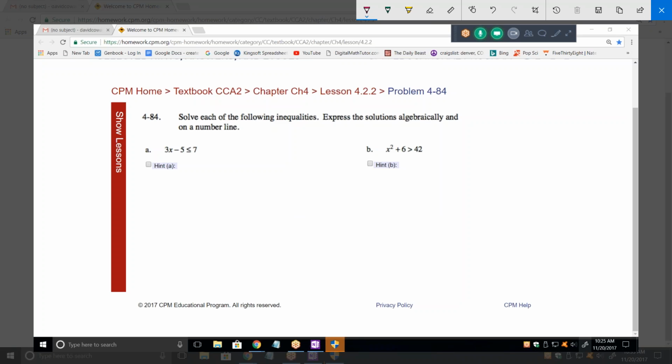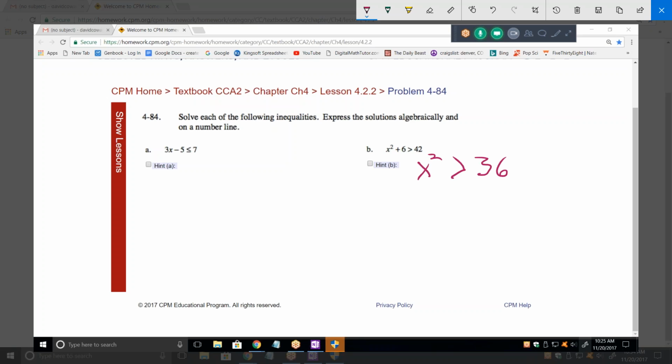Tell me the next line here for B. So you'd factor, and it would be... Well, not really. That'd be the hard way to do it. There's really a much easier way to do it. Let's do it the easy way before we go back and do it the hard way. All right, so subtract 6. That gives us x squared is greater than 36.